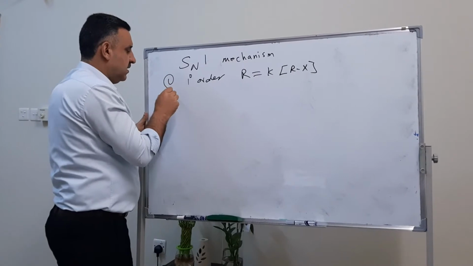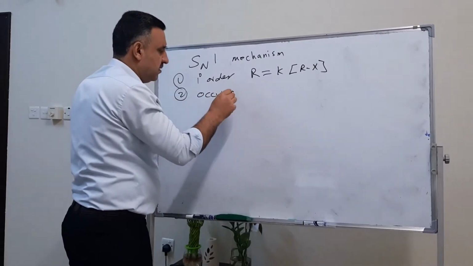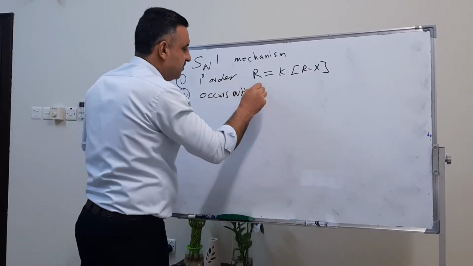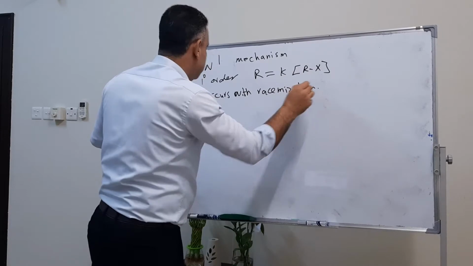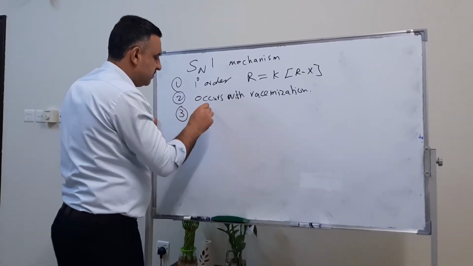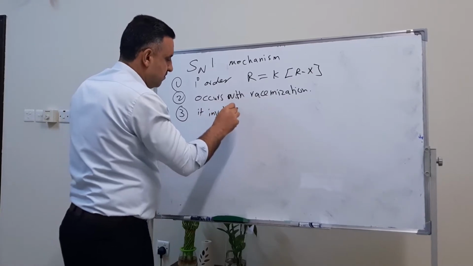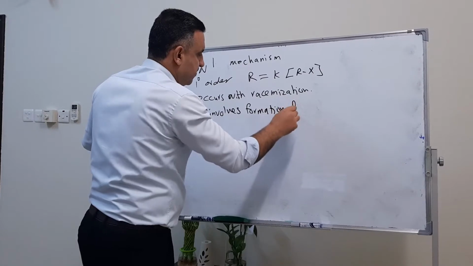Secondly, it occurs with what we call racemization. We'll come to this in the next example. And thirdly, it involves formation of carbocation.